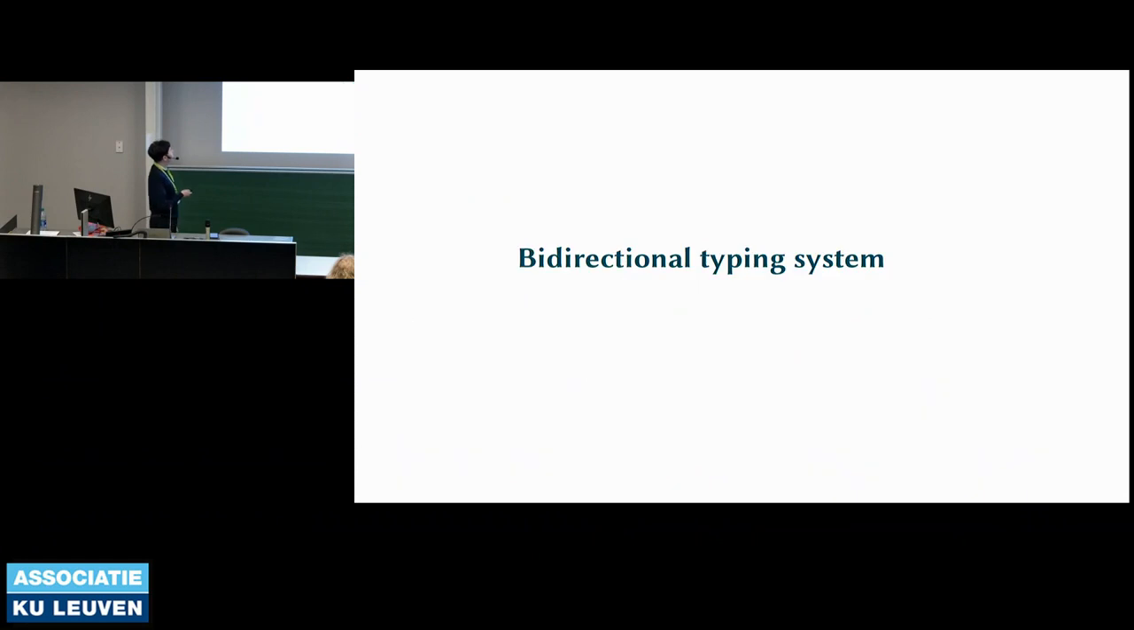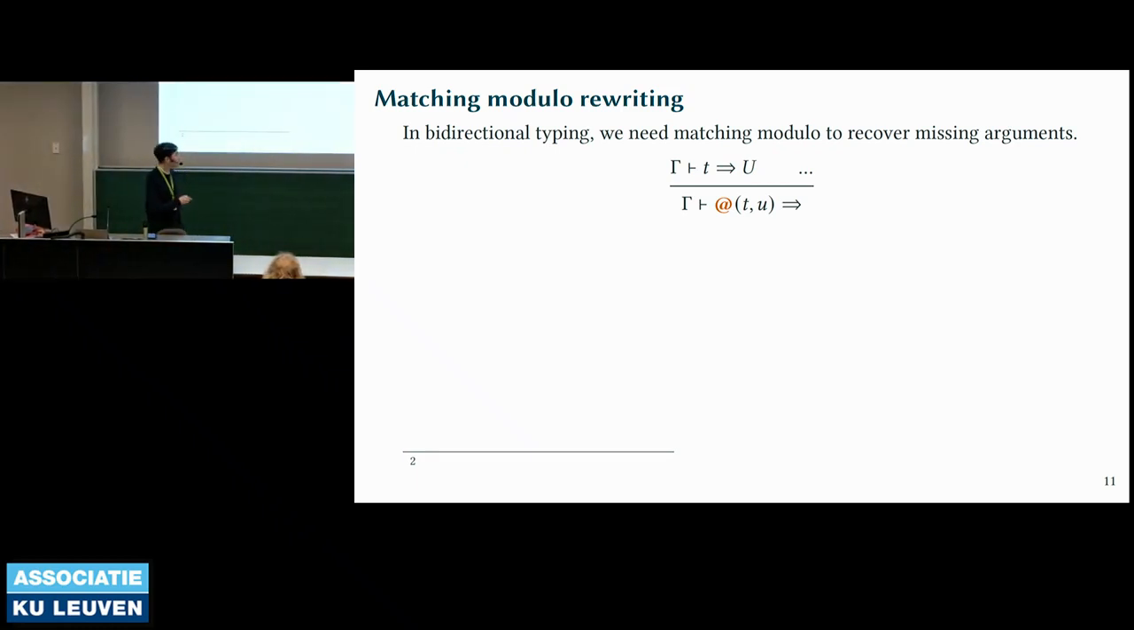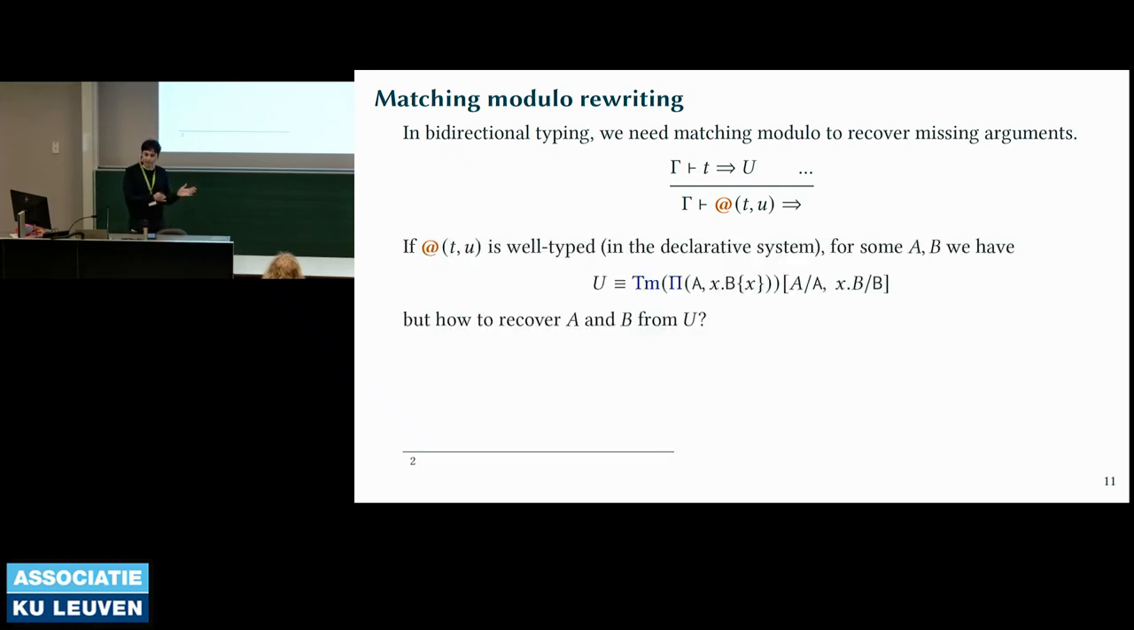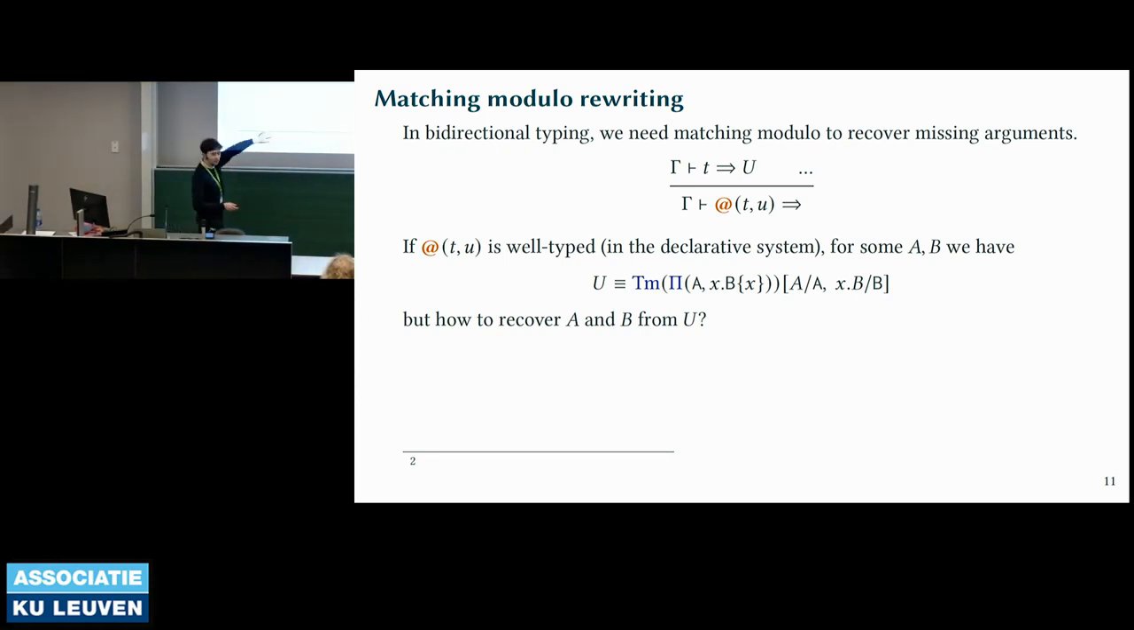Okay, so let's jump into the bidirectional type system then. Before giving you the definition, we first have to see this, because to recover missing arguments in bidirectional typing, we actually need to do matching modulo rewriting. And to understand this, let's look at this situation here. We're trying to infer the head of an application. If your term is declaratively well-typed, then you know that this should be convertible to an instance of this here. But of course, they're not syntactically equal, they're just convertible. So you need to find the substitution modulo the conversion generated by the rewrite rules.